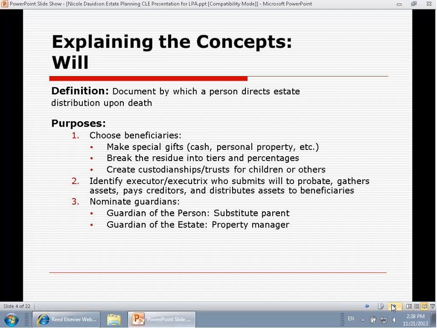The third and one of the most important purposes of a will, also used when a revocable living trust is involved, is to nominate guardians for any minor children. There are two types of guardians, and some clients will like to break these out. Guardian of the person is like a substitute parent for the minor child, so who will the child live with on a day-to-day basis, who will make health care and education decisions for the child. The guardian of the estate, on the other hand, is like the bank or the property manager, so who will be responsible for the minor's assets.